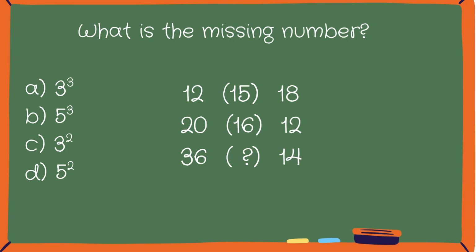Welcome to another video. For this exercise, we have to find the missing number. In this series, I have 12 in parentheses, 15, and 18. In the next line, I have 20, 16, and 12. Below that, there's 36, an unknown value, which is precisely the value I have to find, and 14. The alternatives are A, 3 cubed, B, 5 cubed, C, 3 squared, or D, 5 squared.